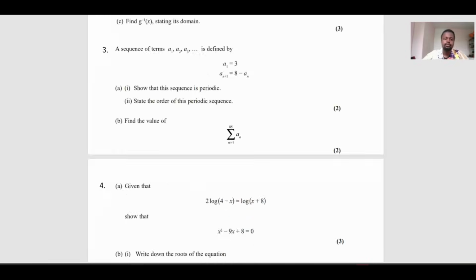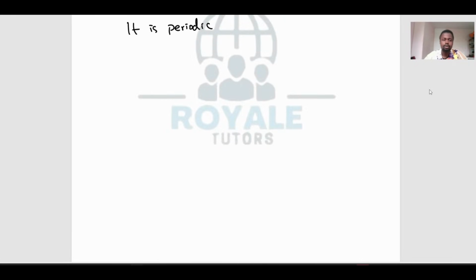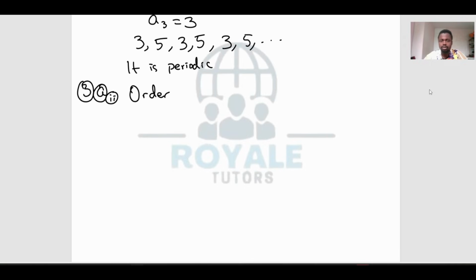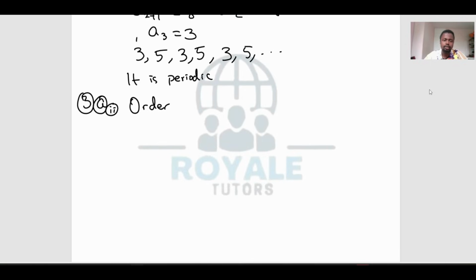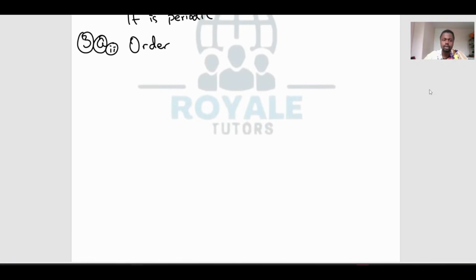Then let's see. This says state the order of the periodic sequence. So the order of the periodic sequence is how many terms does it go through before it repeats itself? 1, 2. It goes two terms and then it repeats itself, so it is order 2. It's a periodic sequence that has order 2.